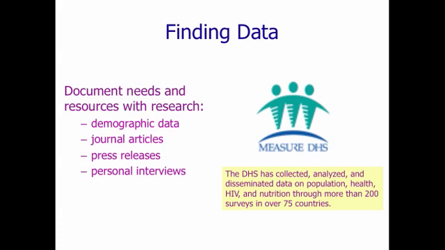So where does the data come from? Well, you can find data in a lot of different places. The Demographic and Health Surveys are a great place to start. They've collected, analyzed, and disseminated data on population health, HIV, and nutrition in 200 surveys in over 75 countries. So that's definitely a good place to start.